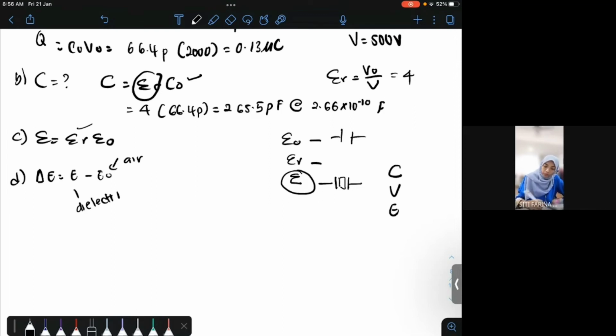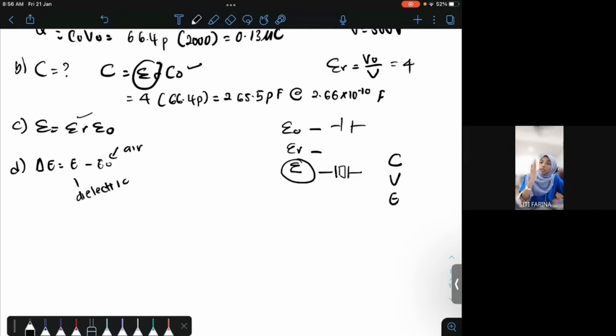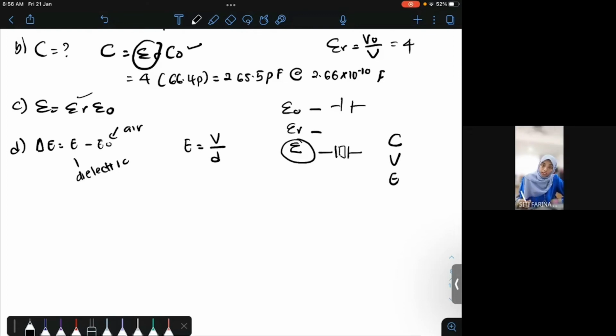Because initially it is with air, and in the final you insert the dielectric. So the equation for the electric field for parallel plates, which we learned in 1.4 of chapter 1 the other day, for parallel plates only, we will use this equation, V over D. We will use this to get the information of E. So to find the initial field with air, V0 over the distance between the plates. Our V0 is initially 2000, the distance between the plates is 2 times 10 to the power negative 3. And then you get your answer, 1 times 10 to the power 6 V m negative 1.